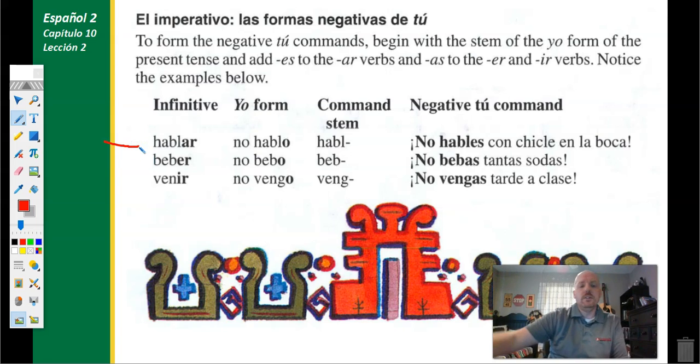For hablar, we would go hablo for the yo form, then we would drop the o ending, we would have habl, and then we would have to add the es. We use the opposite of the ar, which would be es. No hables con chicle en la boca. Don't talk with gum in your mouth. So that's the same process. For usted, it's just going to be the a or the e. For ustedes, it's going to be the an or the en. And for the negative tú, it's going to be the as or the es, depending on what the opposite ending of the infinitive is from our original verb.